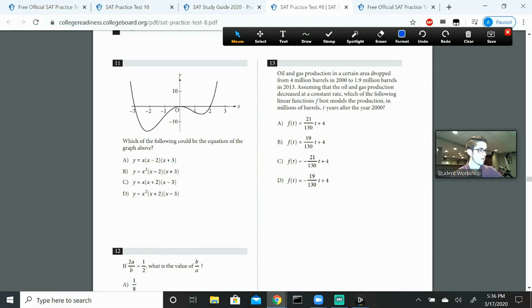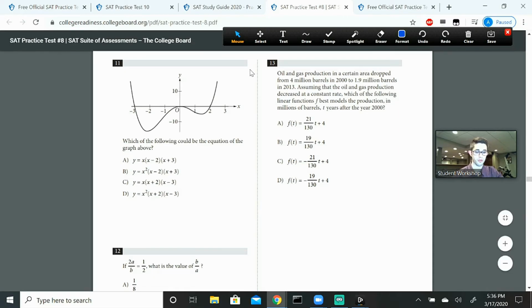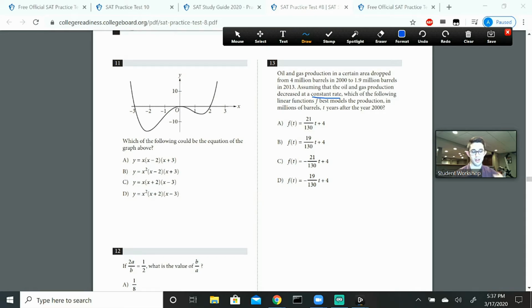All right, we're going to start on 13 for this one. Oil and gas production in a certain area dropped from 4 million barrels in 2000 to 1.9 million barrels in 2013. Assuming that the oil and gas production decreased at a constant rate, which of the following linear functions F best models the production in millions of barrels T years after the year 2000? All right, this constant rate, I mean, it says it later, but anytime you see constant rate, think linear function. So we're looking for something in the form of y equals mx plus b.